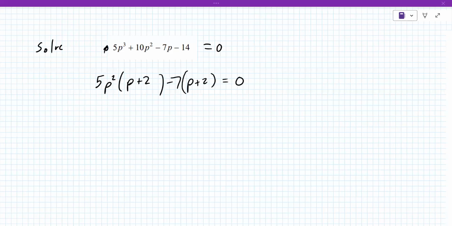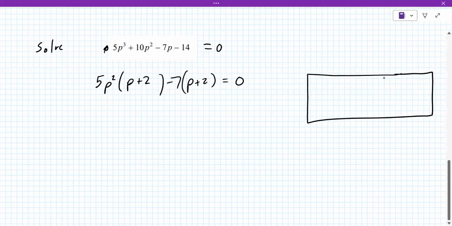P equals plus or minus the square root of 7/5, and -2. I don't know what the square root of 7/5 is. Let me get my calculator. Square root of 7 divided by 5 is 1.18. So P equals 1.18.